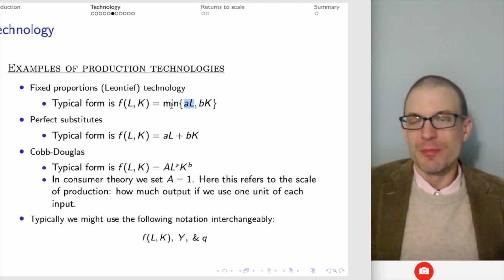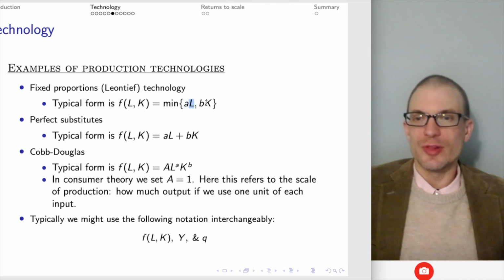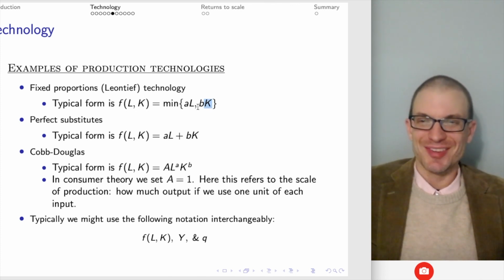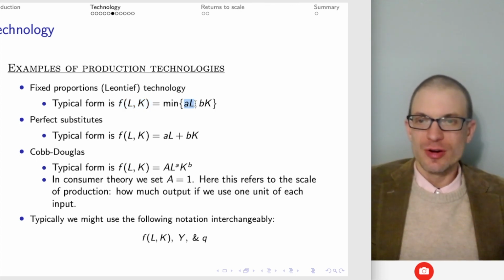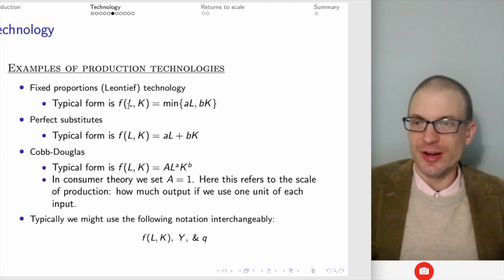Suppose A and B are both 1. That's telling me that I need 1 labor hour for every machine hour or whatever. And that's telling us that if I have extra machine capacity, but I run out of workers, now I'm not going to be producing as much. The amount of output I'm getting, F of L,K, is going to be limited by whichever is smaller, A times L or B times K. So F of L,K is standing for our production technology. It's a function over labor and capital. It's going to be the amount of output this thing's kicking out.